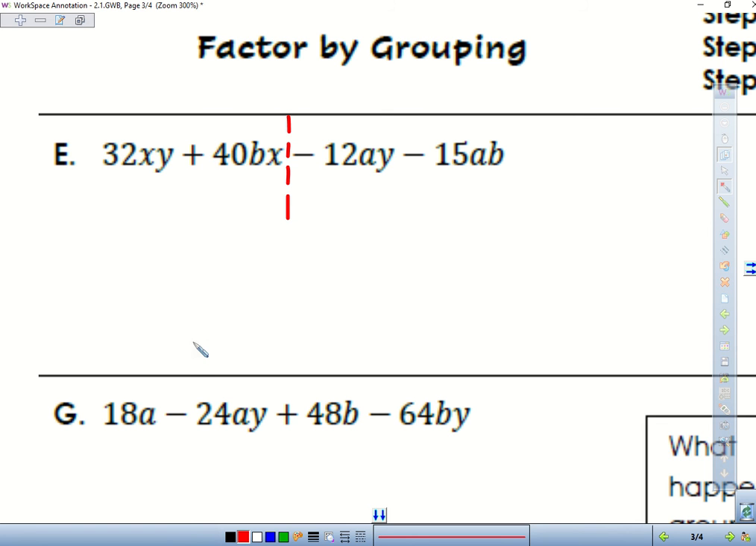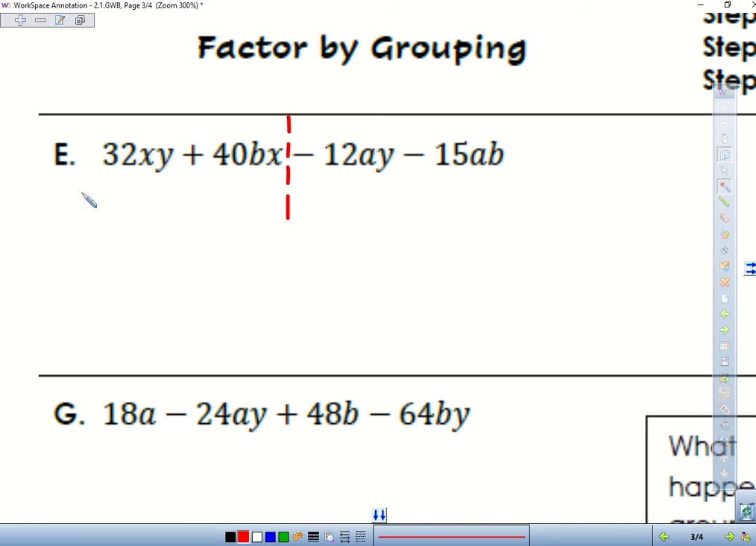What do you think? Yes? Y. Can't take out a y because they don't both have a y. But we can take out, yeah, we don't have a singular y. No, you can take out an x, very good. What number can we take out?